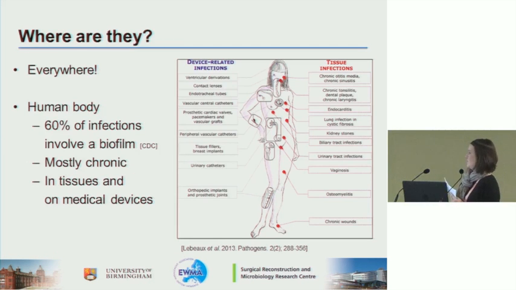So where do we find biofilms? Well, we actually find them everywhere. We find them in industry, on the bottoms of boats, in pipes. But in the human body, it's thought that 60% of infections actually do involve a biofilm. And these infections are mostly chronic because we don't manage to treat them effectively and eradicate them. And as I've said before, they're found in a range of different tissues: endocarditis of a native valve, lung infection in cystic fibrosis patients, urinary tract infections, osteomyelitis. And then in terms of devices, you've got urinary catheters, artificial heart valves, and things like that.